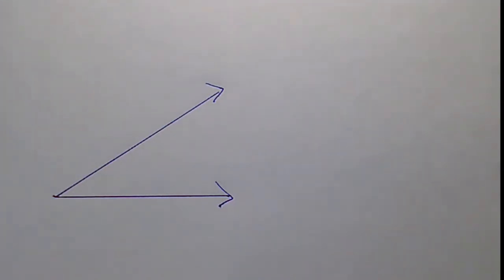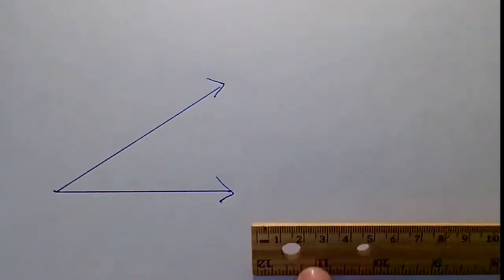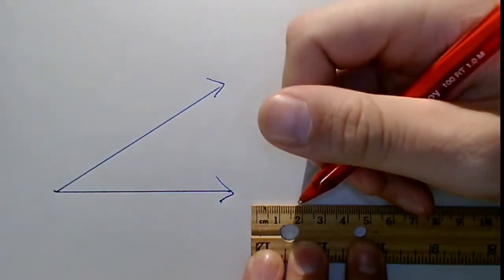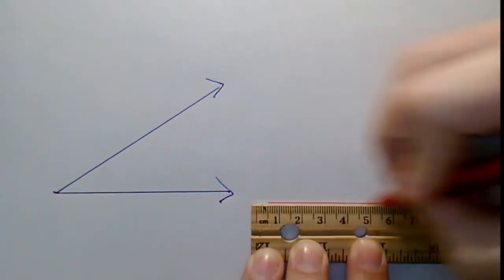Certain teachers might start the next step out differently, but this is how I'm going to start this one out. I'm going to draw myself a ray. And if you don't draw a ray that's longer than the ones we currently have, it might raise a few issues.